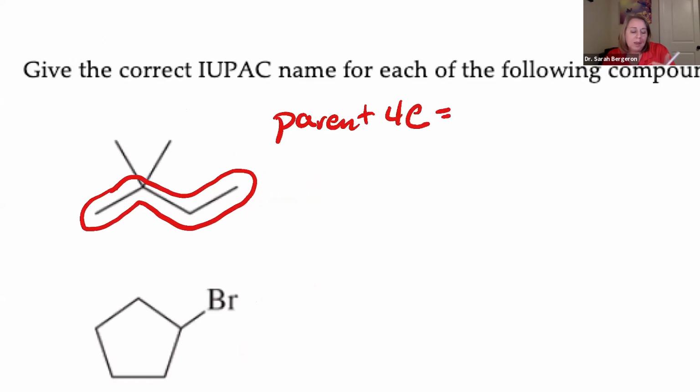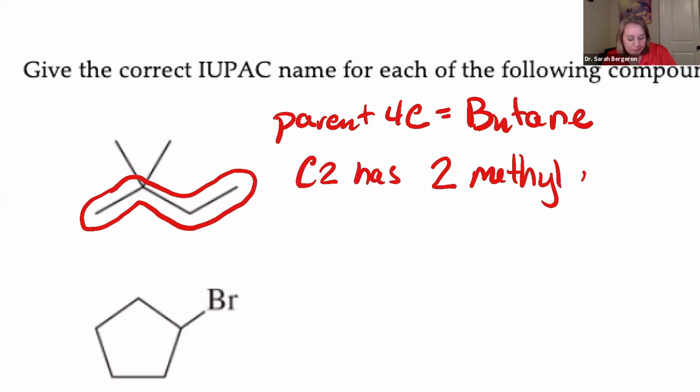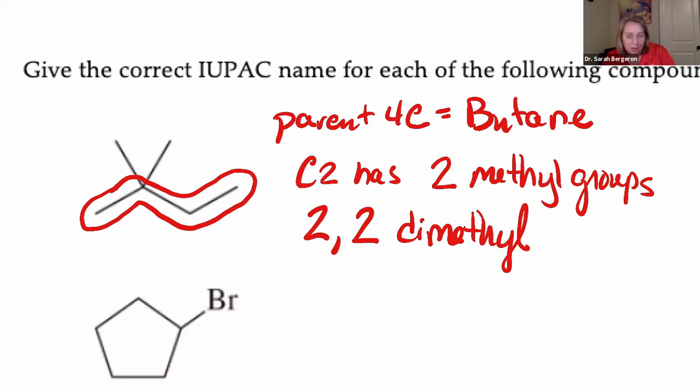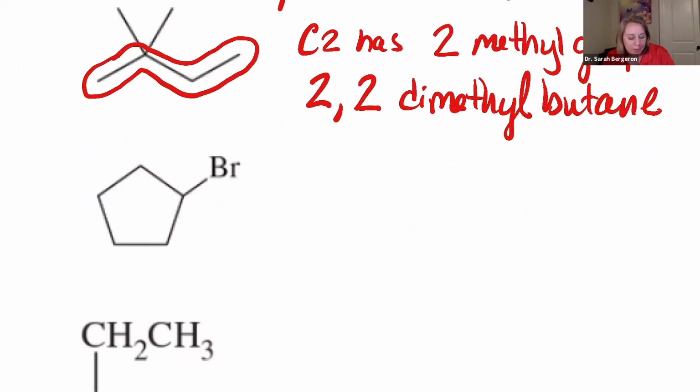I'm going to write that my parent is 4 carbons. And remember, 4 is meth, eth, prop, but, so butane, right? Now, carbon 2, we've never seen this before. Carbon 2 has 2 methyl groups. What do you do when it has 2 methyl groups on the same carbon? We are going to name this 2,2-dimethylbutane. So you're just putting them both on that one carbon, so you just say that carbon twice: 2,2-dimethylbutane.